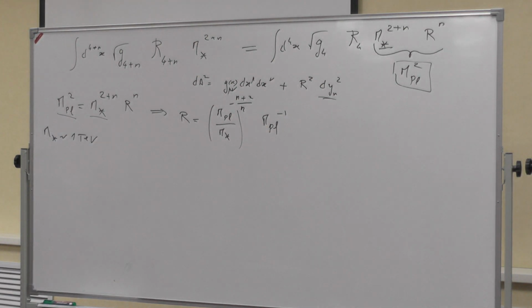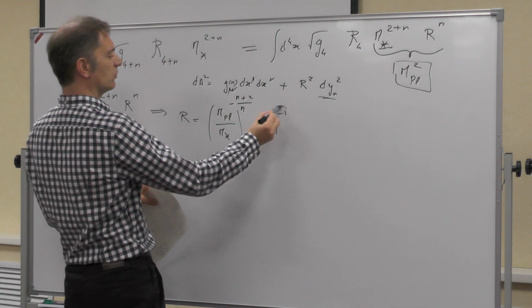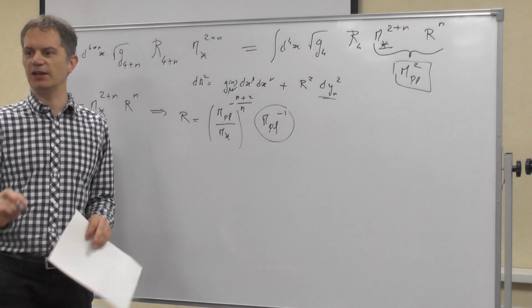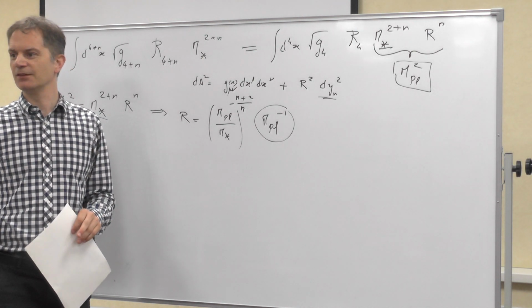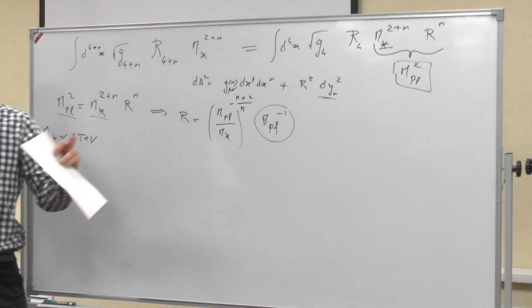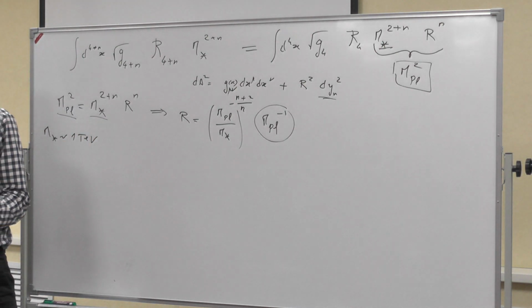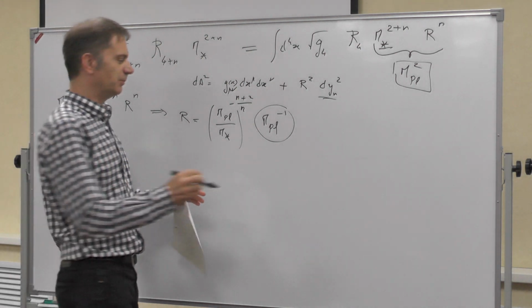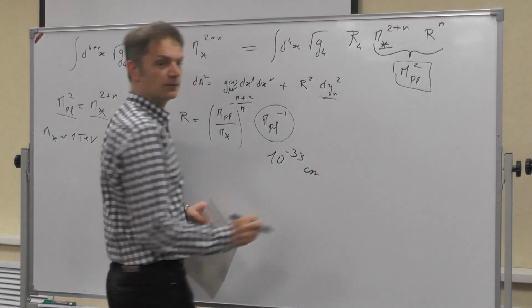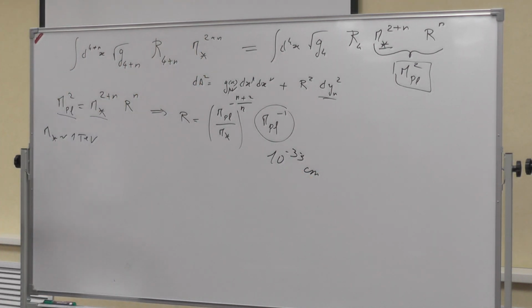Okay? So now we want to put some numbers. So M Planck to the minus 1 is equal to, to translate this into a size, what is the value of M Planck in length? One thing that you have to remember: 10 to minus 33 centimeters. That's the Planck length, right?